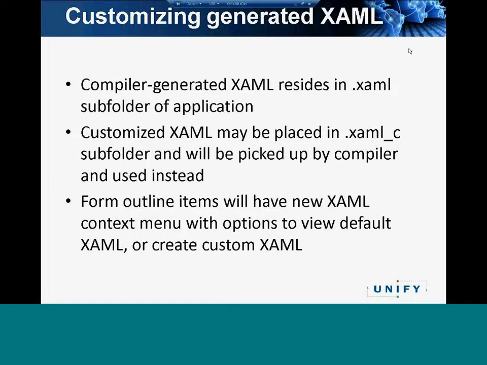So the compiler-generated XAML resides in a .xaml subfolder, as I mentioned before. If you customize your XAML, and we're going to see how to do this from TD, a customized XAML file may be placed into a .xaml_c subfolder and will be picked up by the compiler and used instead. Form outline items will have a new XAML context menu with options to view default XAML or create custom XAML. We're going to see how to do that.